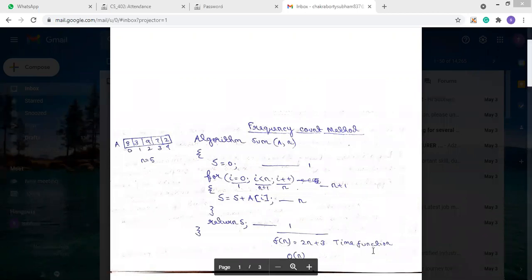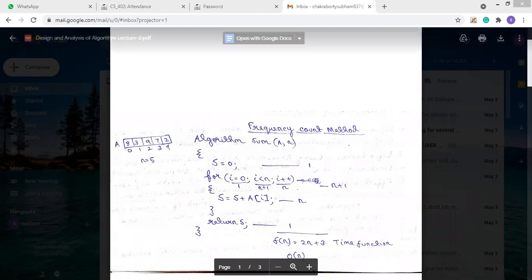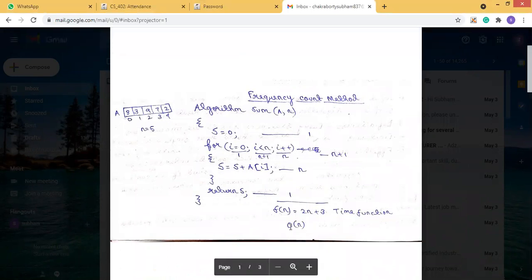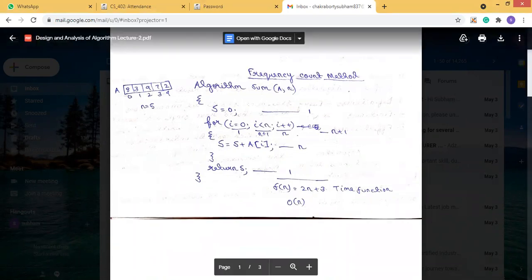Now, you can see that the time function is in polynomial form, 2n plus 3. Then you have to check the highest degree of n. You can see the highest degree of n is n. That's why it will be order of n. So that's how the time function is calculated.